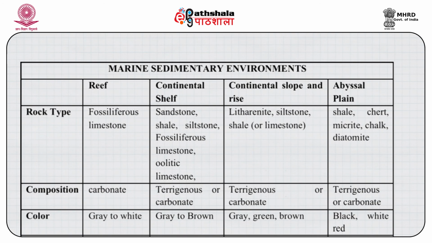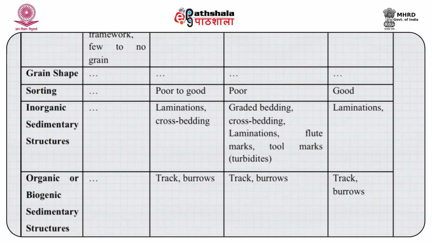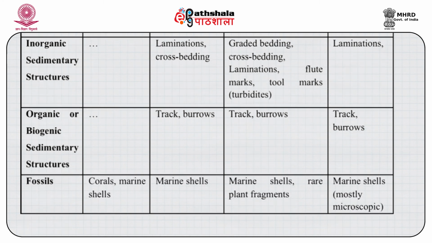In continental shelf, sandstone, shale, siltstone, fossiliferous limestone, oolitic limestone are common. Both terrigenous and carbonate sediments dominate in this continental shelf environment. Sorting varies from poor to good. Laminations are present, and cross bedding is also very abundantly present in this environment. Trails and burrows are common. Marine shells are frequently present in this continental shelf environment.